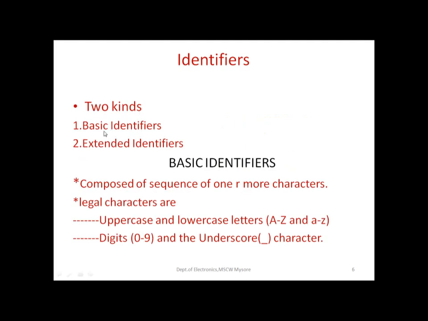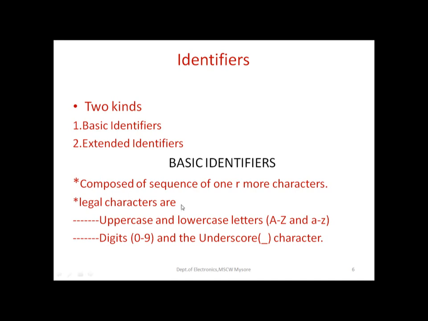Mainly two types of identifiers are there: basic identifiers and the extended identifiers. What are the basic identifiers? Basic identifiers are composed of a sequence of one or more characters. What is the meaning of this? It means a set of characters. It may be one character or it may be more than one character. They are called the basic identifiers.